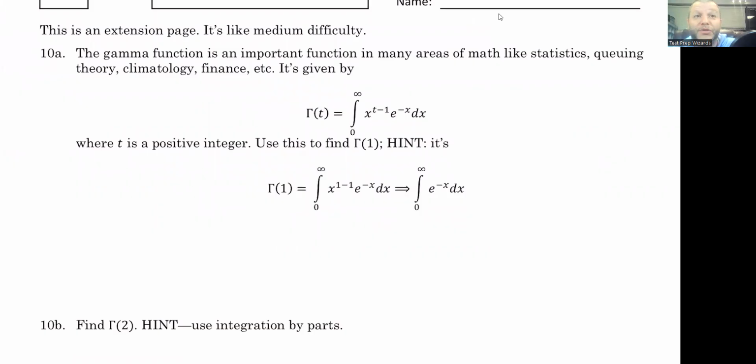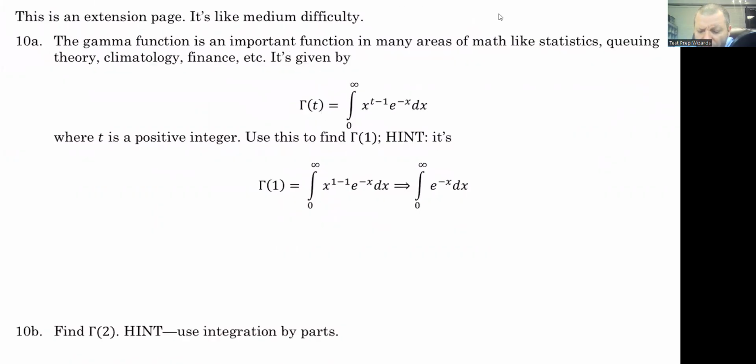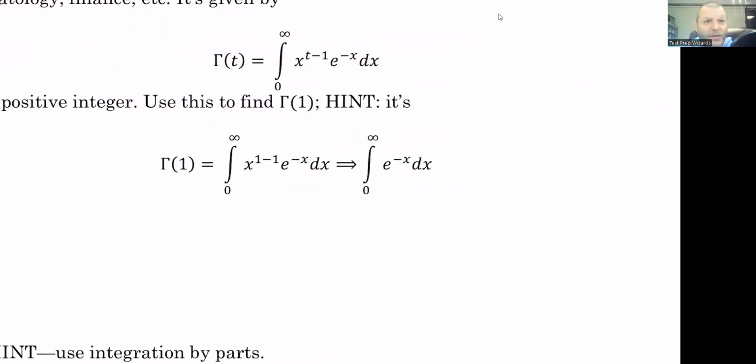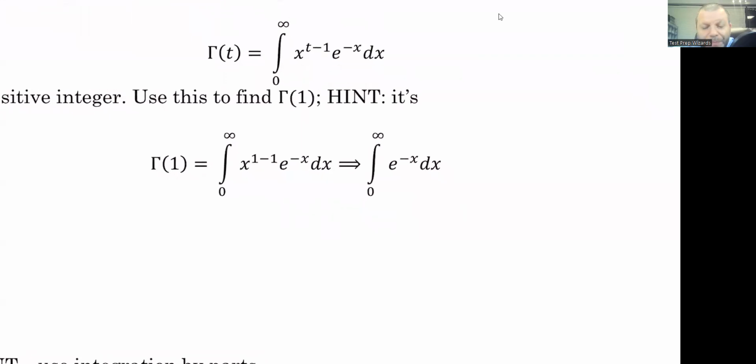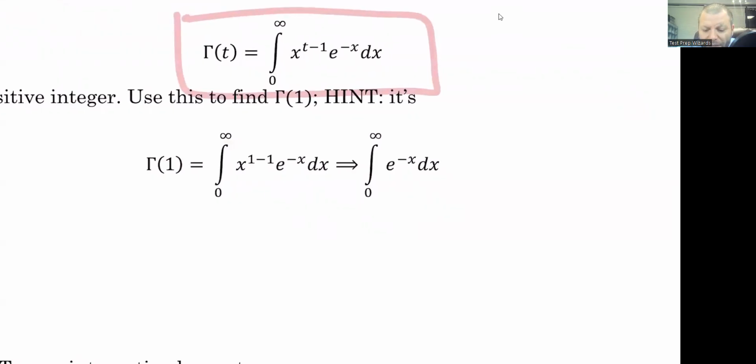It shows up a lot in probability, especially, but also queuing theory, climatology, finance, right? So a lot of different places have this sort of function in them, and it has some really cool features. Maybe I'll give you some cool features at the end, not of this video, but at the end of all the videos here. So the gamma function is defined this way. Right, so we have this sort of definition of it.